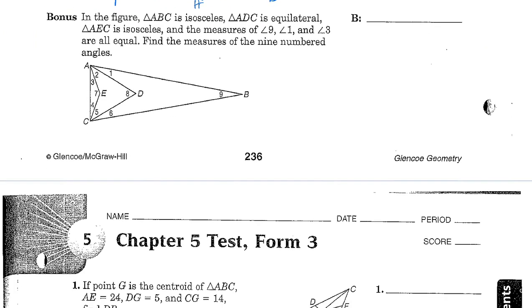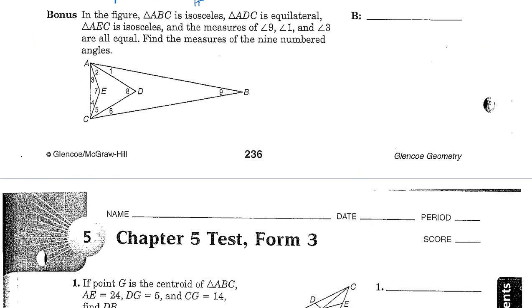All right, in the bonus, in the figure, ABC is isosceles, ADC is equilateral, and AEC is isosceles. Oh, that's cool. So these are isosceles. This one's equilateral with this one, and then this is 3 dashes, 3 dashes. So it's saying the measures of those are all equal. So angles 9, 1, and 3. So 9 is the same as 1 is the same as 3. Well, 3 is the same as 4, okay?